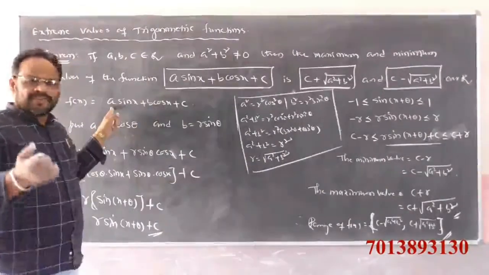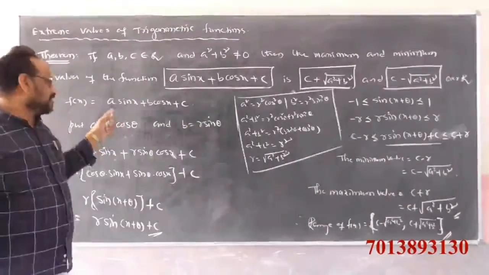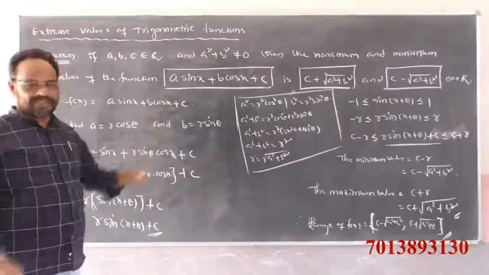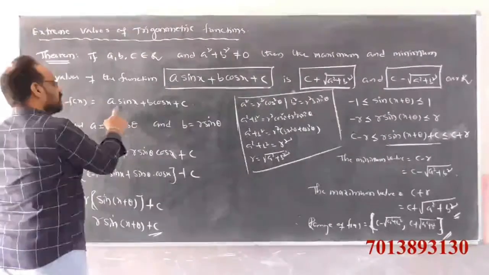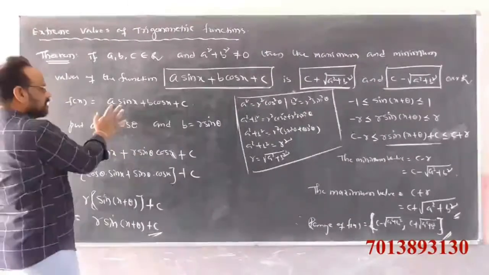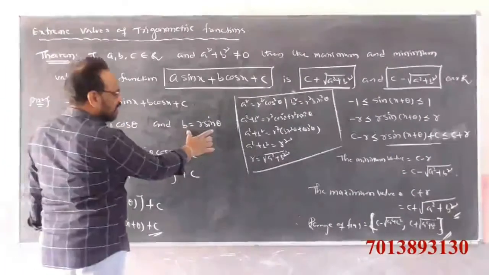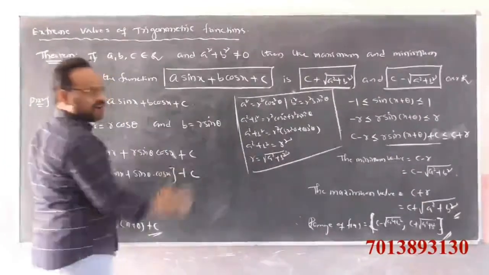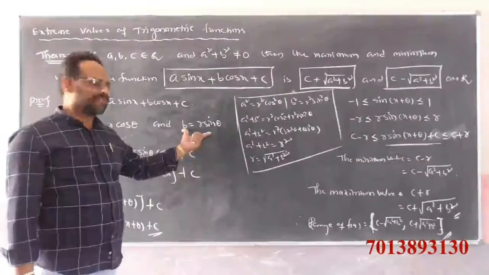Or if they gave a cos x plus b sin x plus c, we get the same answer. That is, if they gave a sin x plus b cos x plus c, let us assume that a is equal to r cos theta and b is equal to r sin theta.